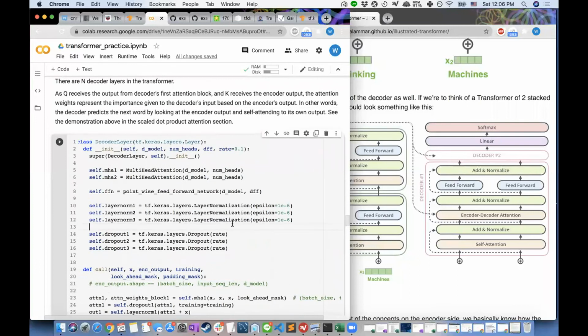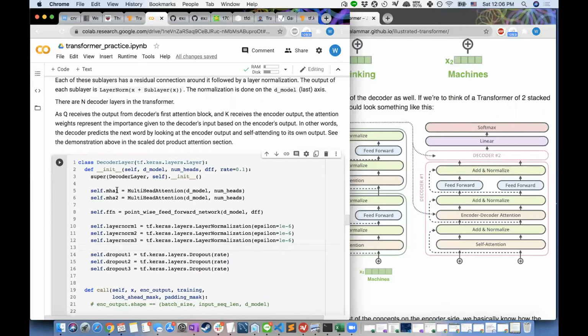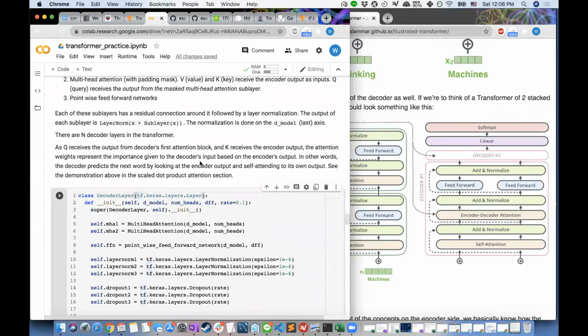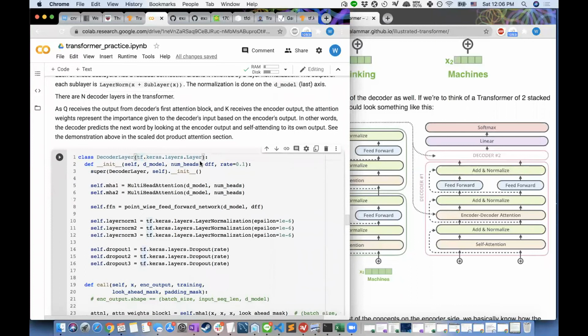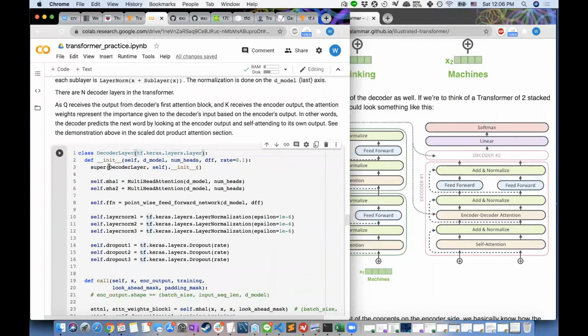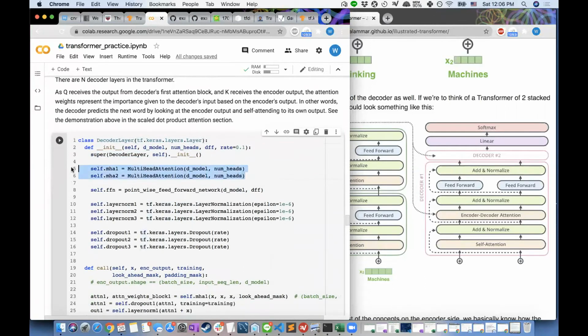Okay. And again, we're passing in tf.keras.layers.Layer, and we initialize this class, and now we have two multi-head attention.